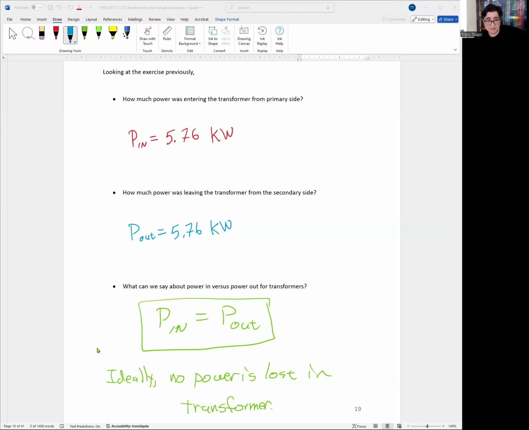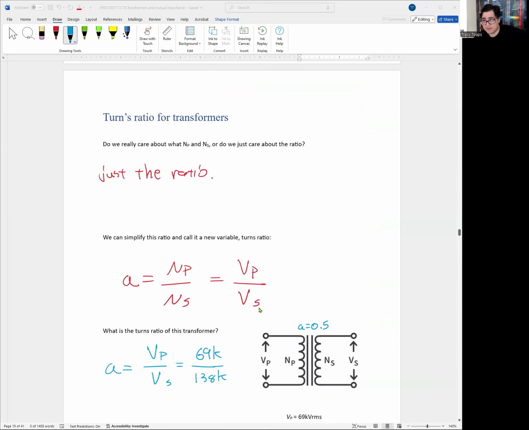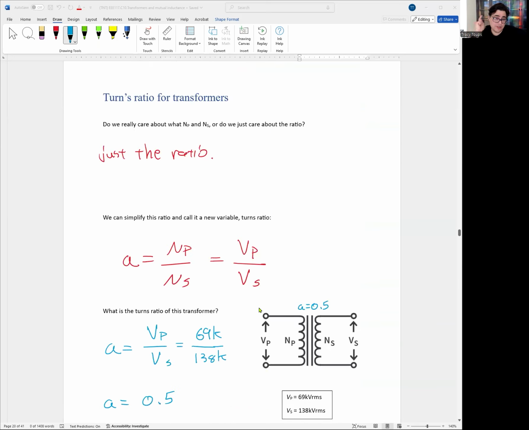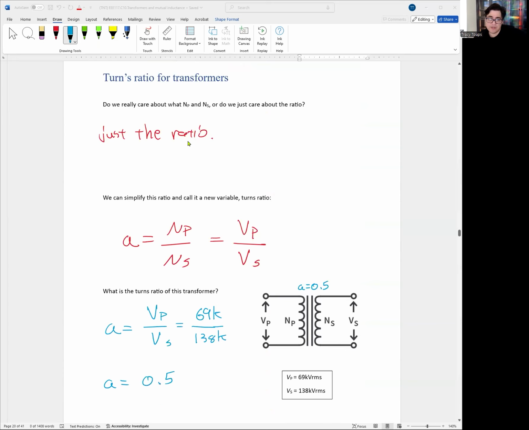Right? Physics-wise it's a very important concept. What it means is a transformer can't take energy out of the system, nor can it put energy into the system. It's not a source, it's not a load, it's just a pass-through device. Okay? So those are the three major parts of the transformer: voltage ratio, current ratio, and equal power. Now, let's talk about the turns ratio real quick.